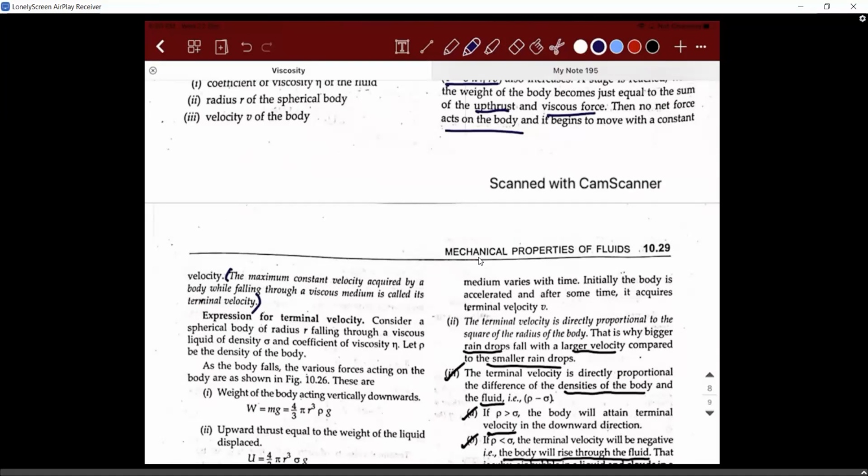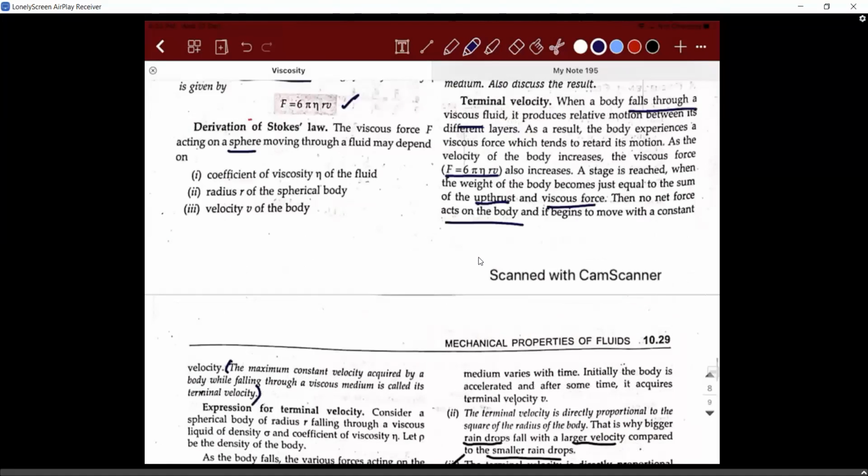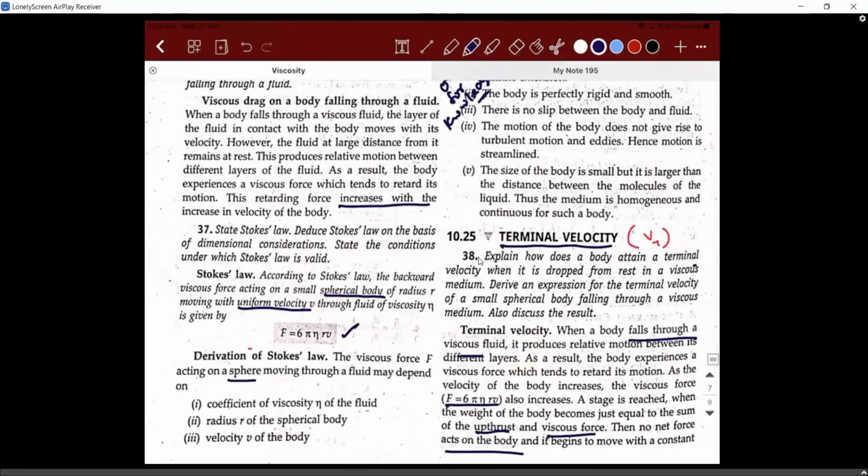It will not rotate? No, that's what is mentioned. Stokes law is valid only when the object does not create any turbulence or eddies. It should not rotate. For knowledge purposes, Stokes law, what is the fourth point? The motion of an object does not give rise to turbulence or eddies. If it rotates, then angular momentum is generated. It should not happen. Then this whole law will fail.